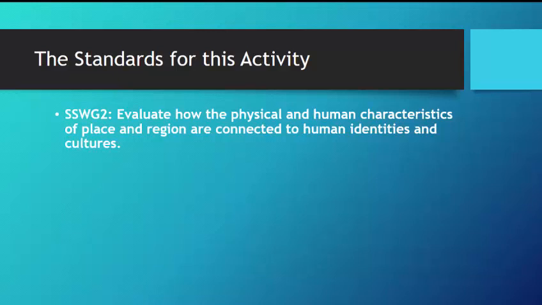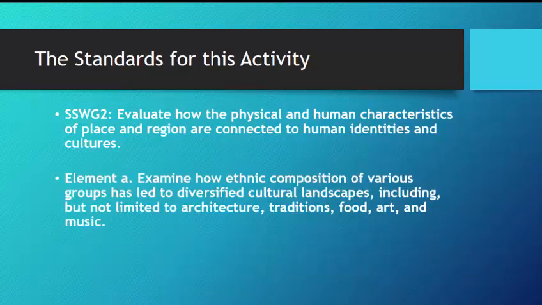Social Studies World Geography Standard 2 reads, evaluate how the physical and human characteristics of place and region are connected to human identities and culture. Element A reads, examine how ethnic composition of various groups has led to diversified cultural landscapes, including but not limited to architecture, traditions, food, art, and music.